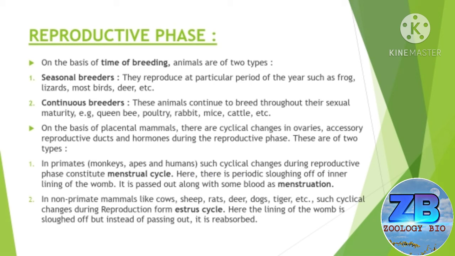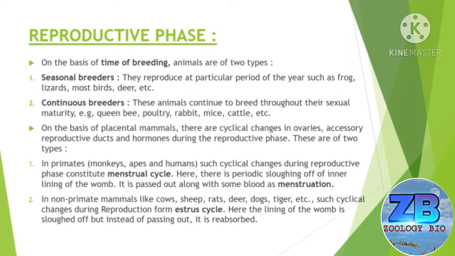In placental mammals, there are cyclic changes in ovaries, accessory reproductive ducts, and hormones during the reproductive phase. These are of two types. The first one is in primates: monkeys, apes, and humans. Such cyclical changes during the reproductive phase constitute the menstrual cycle. Here there is a periodic shedding of the inner lining of the womb. It is passed out along with some blood as menstruation.